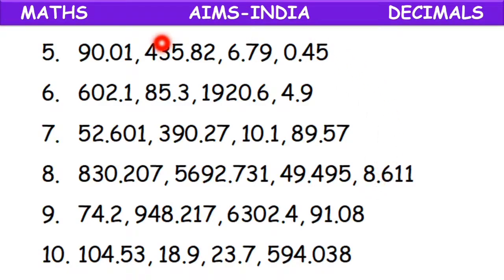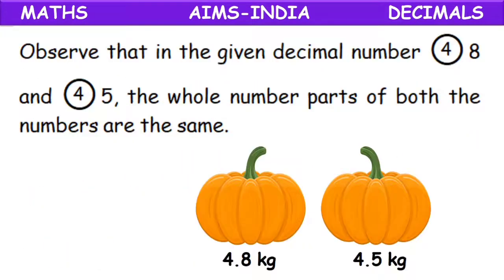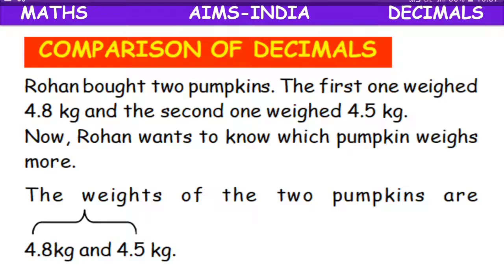Again here we have a few more. The next topic is comparison of decimals. That means, what does that mean children? That means how do we compare the given two decimals? Suppose we have two decimal numbers, then how can we say which is the greater one and which is the smaller one? If you look at the example problem here, Rohan bought 2 pumpkins.